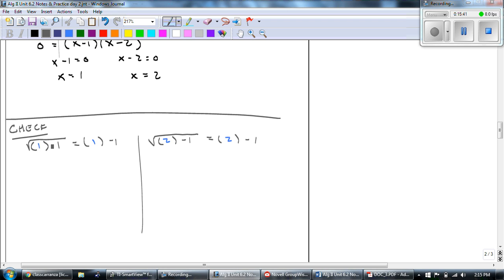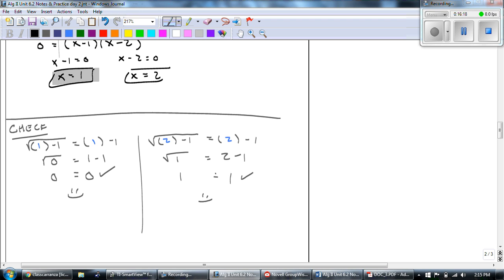Okay, so on the left side, 1 minus 1 is 0, and the square root of 0 is 0. On the right side, we have 1 minus 1, and 1 minus 1 is 0. So we know that x equals 1 is the solution. On the left side, we have the square root of 2 minus 1, which is 1, and the square root of 1 is 1. On the right side, 2 minus 1 is 1. So once again, we get two answers. They work out. So if you were to put them together, you would just write them like that.